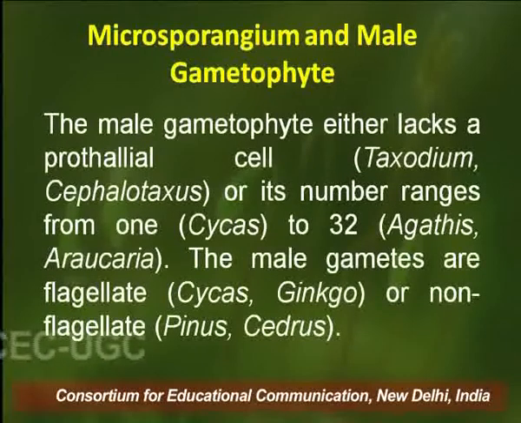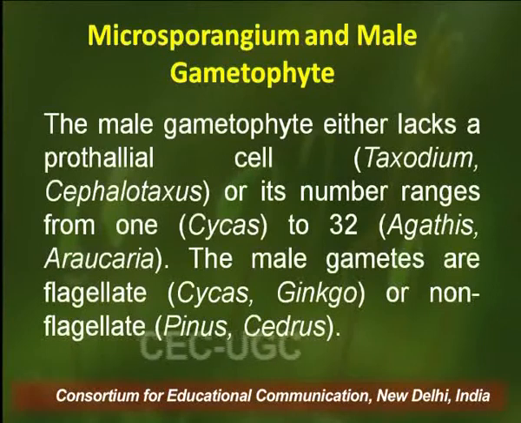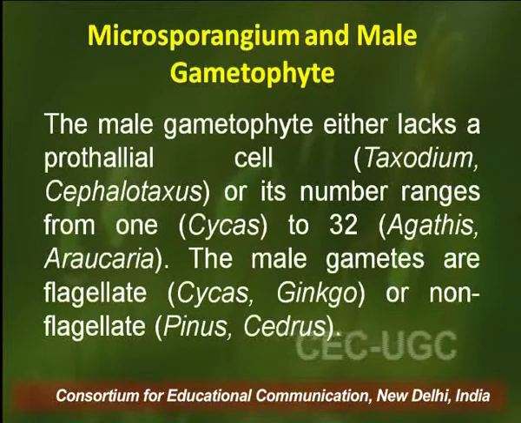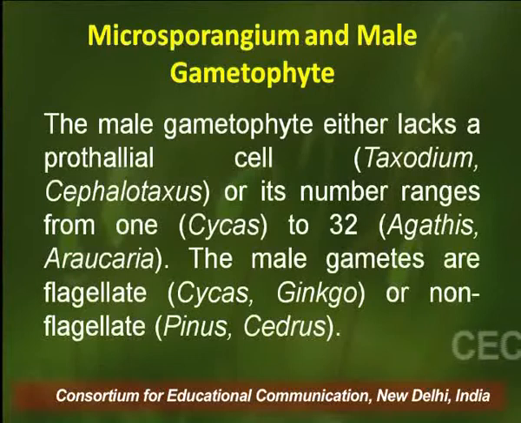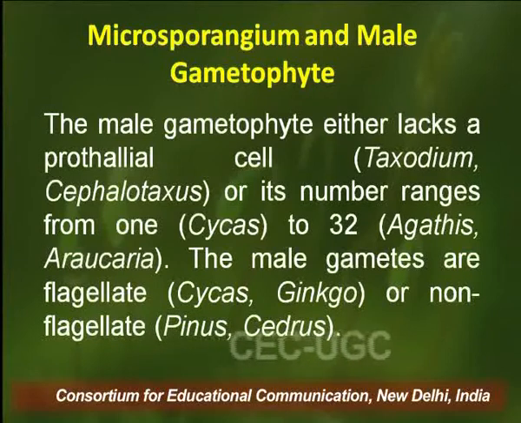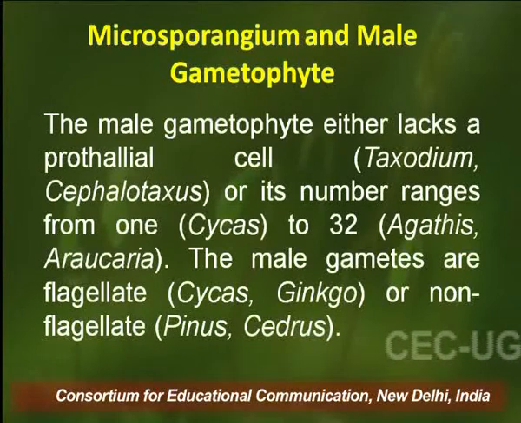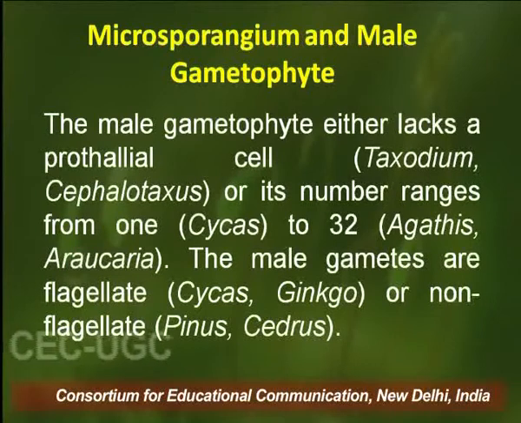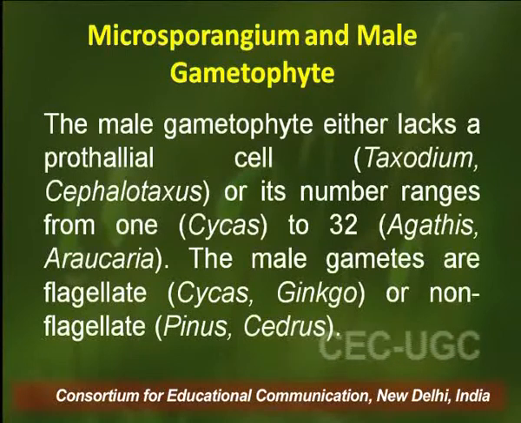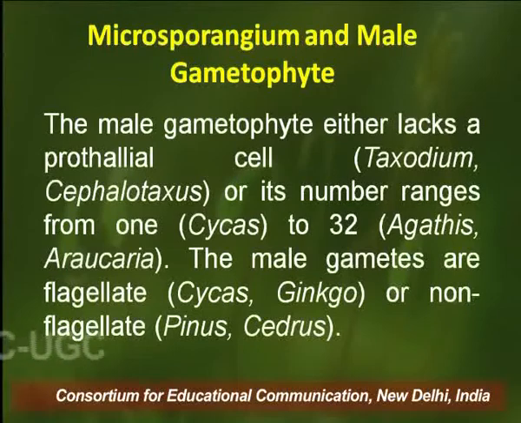The male gametophyte either lacks a prothallial cell, as is the case in Taxodium and Cephalotaxus, or its number ranges from 1, as found in Cycas, to 32, as can be seen in Agathis and Araucaria. The male gametes are flagellate in case of Cycas and Ginkgo, and they are non-flagellate in case of Pinus and Cedrus.